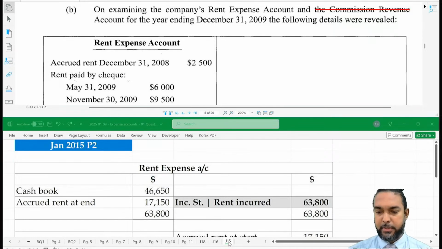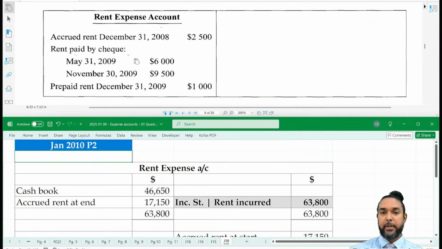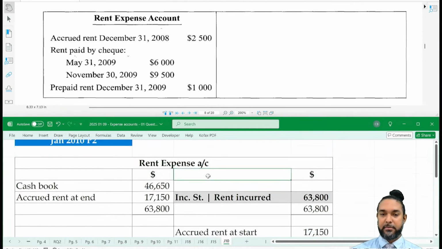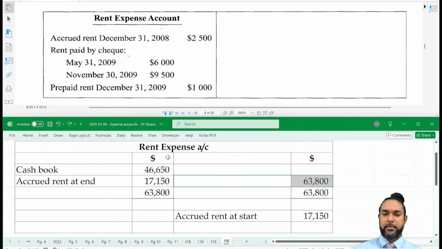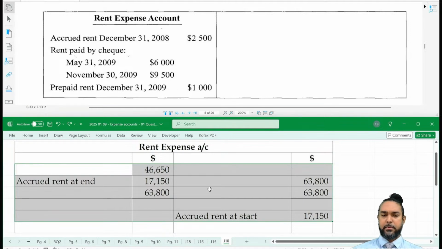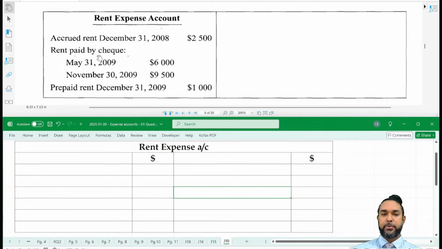Right, so this is Jan 2010. If you notice the trend, it was really in January they keep testing this, but they have not for a while. Well, technically, I have my little theory. As you can see, they like to put rent. Okay, so we're gonna take out this piece here, take that out, and we're gonna replace these as well. Okay, so the accrued rent at the end of 2008 becomes the balance at the start of 2009.